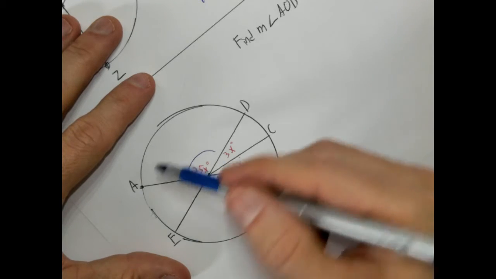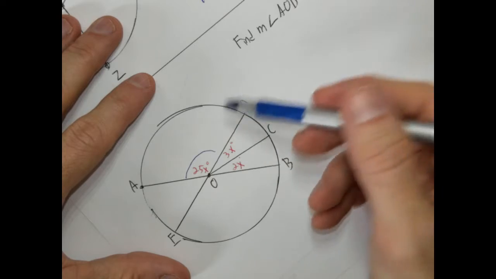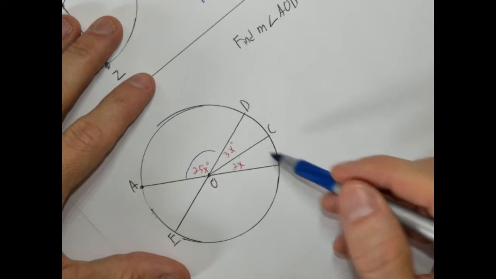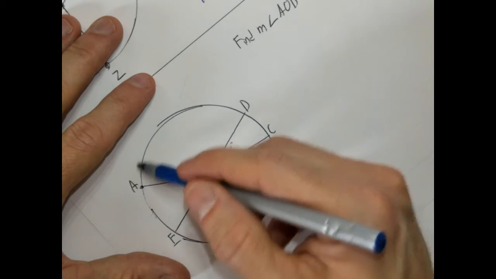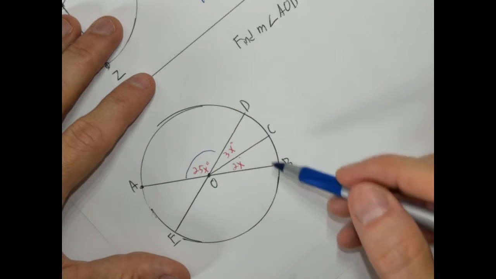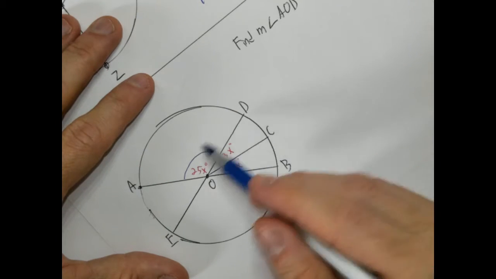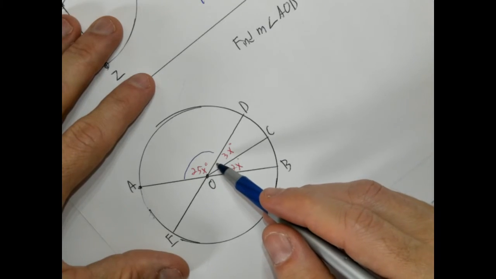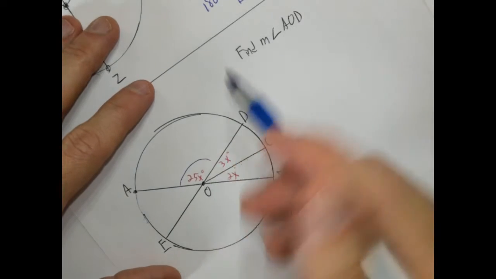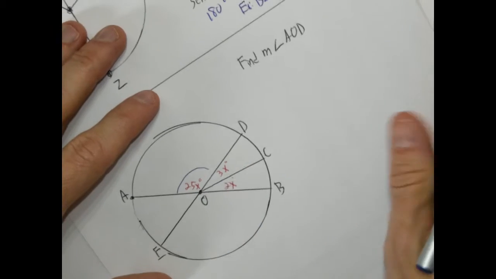AB is a diameter, which means arc AB, or ADB, or however you want to call it, is a semicircle, which means this arc is equal to 180 degrees, which means these corresponding angles that consist of this arc would also be equal to 180 degrees, which means we can solve this algebraically. We're simply going to add these together and set them equal to 180 degrees.